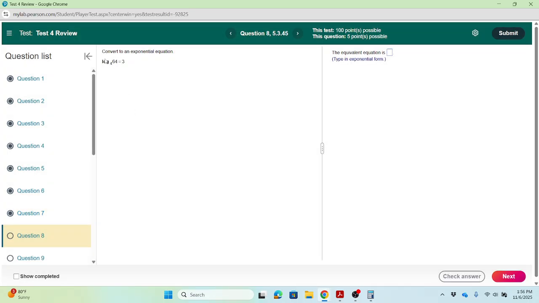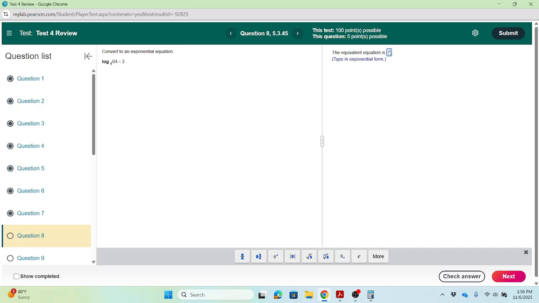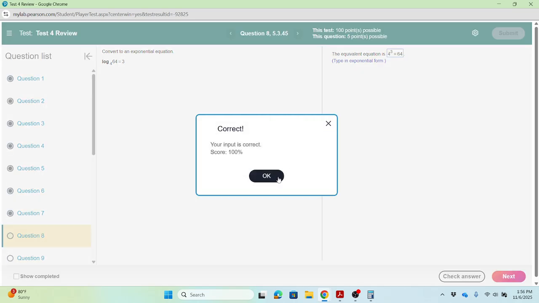Change it to the exponential form. Here the base is 4, so 4 to the power of the other side of the equation equals the number that comes from the input of the log function. So that is the conversion.